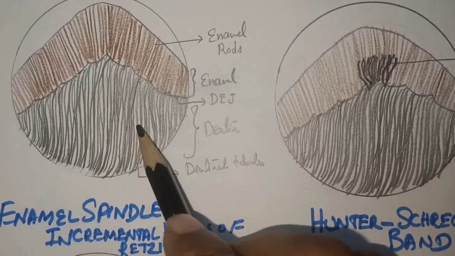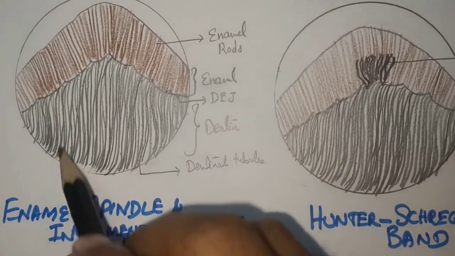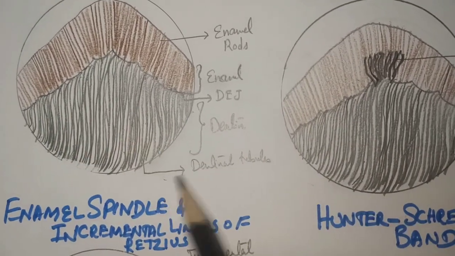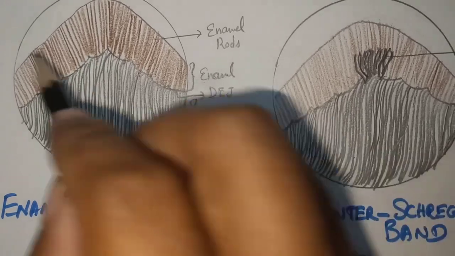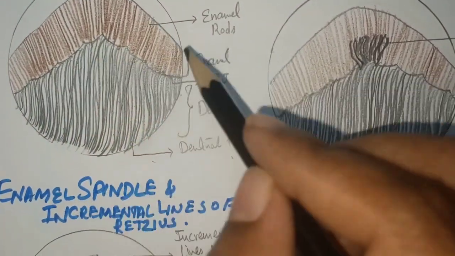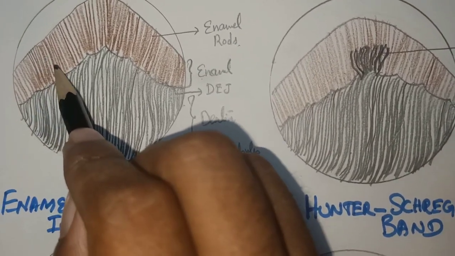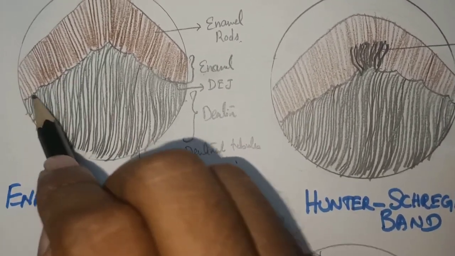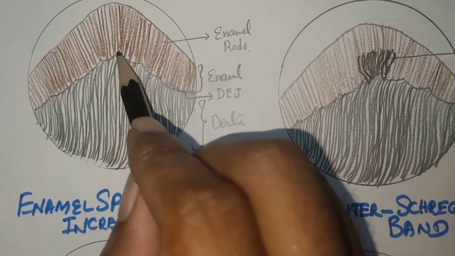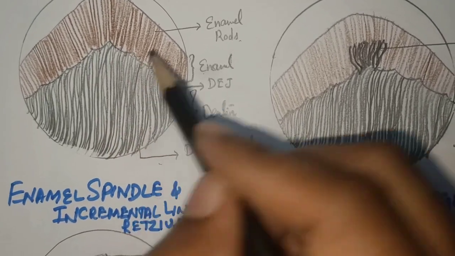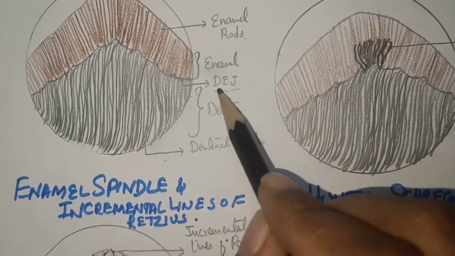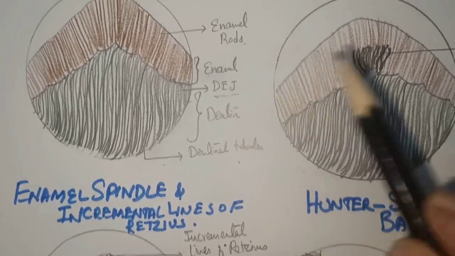When you see the dentine under the microscope, it shows numerous tubules. These are called dentinal tubules. Okay, and in the enamel, there are so many rods evident, so that is called enamel rods. Okay, the junction between the enamel and the dentine is a scalloped structure. This is a scalloped structure or border. Okay, that is called the DEJ, also called the dentino-enamel junction.